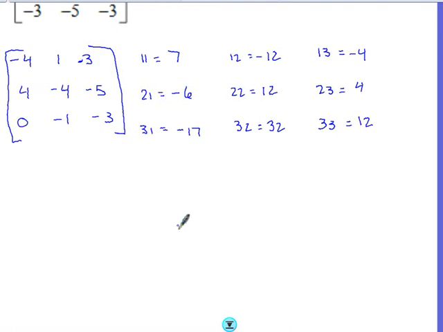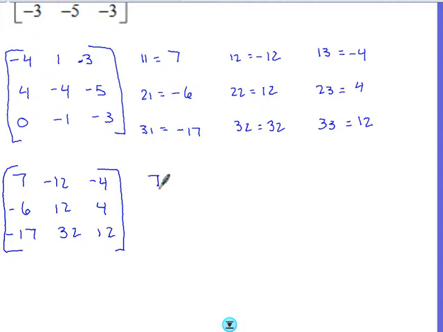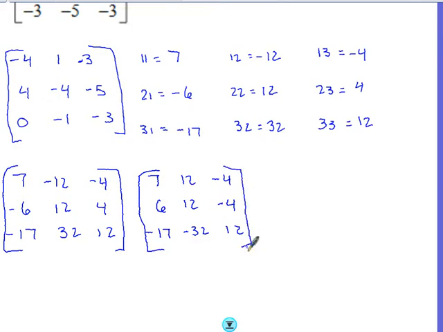Okay, so now I'm going to take these numbers and put them in a matrix. So 7, -12, -4, -6, 12, 4, -17, 32, 12, and then I'm going to do the plus minus plus part. So plus means keep, minus means change, keep. Then the second row is change, keep, change. Third row is keep, change, keep. All right, so there's my adjugate matrix.